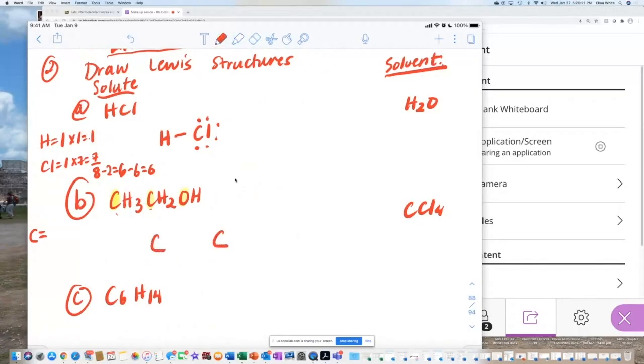Carbon, carbon, oxygen. Wait, I have 2 carbons. They're in group 4, so I end up with 8 valence electrons, right? I have 6 hydrogens, so I end up with 6 valence electrons from hydrogen. For oxygen, I have 1, right? But this is in group 6, so I end up with 6.